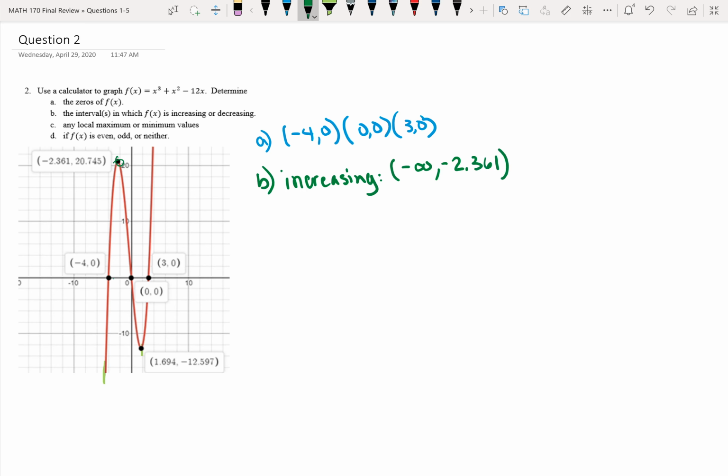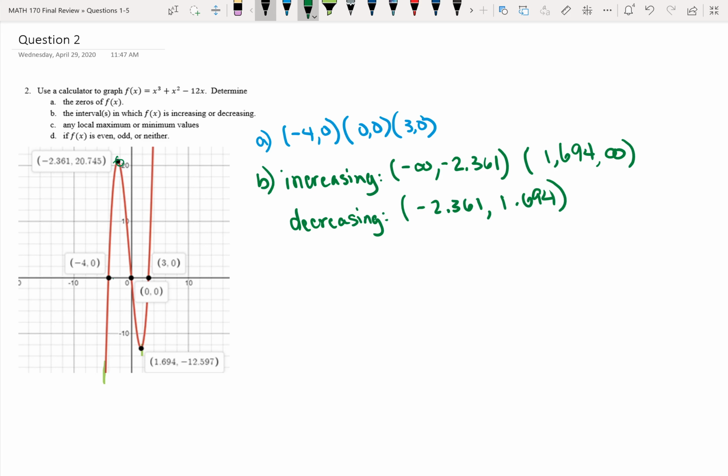Then my graph is decreasing from this point to this point. So decreasing when the x value goes from negative 2.361 to this x value down here, which is 1.694. Okay, and then our graph turns and it goes back up. So from that point, 1.694, to positive infinity, it's increasing.